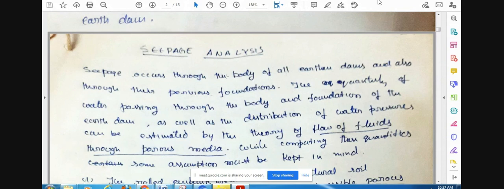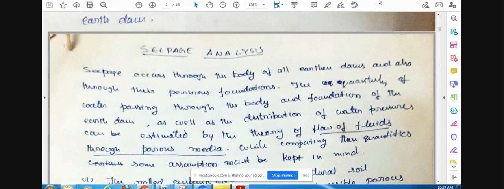Okay, so in order to quantify the seepage and quantify the pressure, the seepage analysis is very much required. Okay, I will read it and you can also see. Seepage occurs through the body of all earth dams and also through the pervious foundations, both through the body as well as through the foundation.